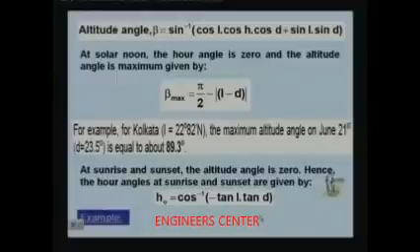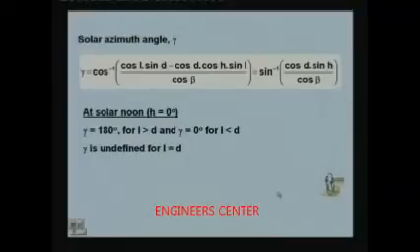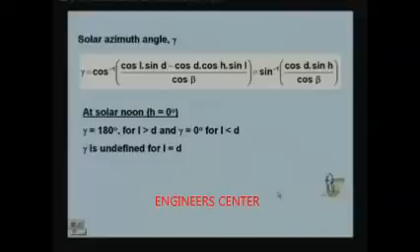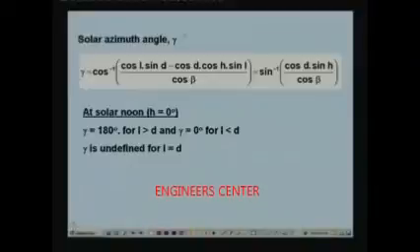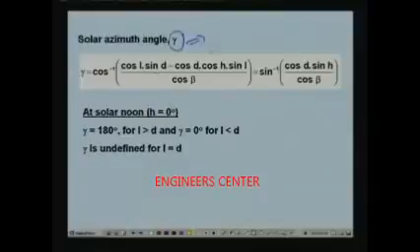So, this is the relationship between altitude angle and the basic angles and the usefulness of this equation. Now, let us look at the other equation, that is the equation for solar azimuth angle in terms of the basic angles. So, solar azimuth angle, this as I have mentioned is measured from north in a counterclockwise direction, right.